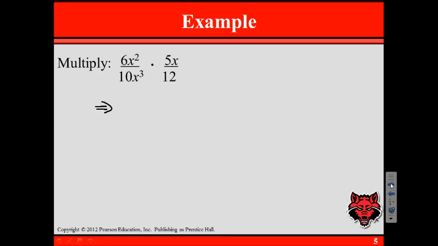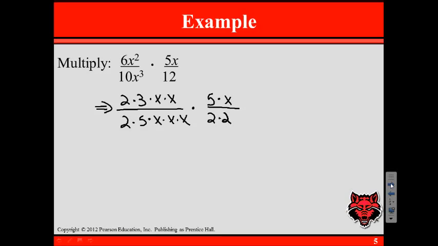The prime factorization of 6 is 2 times 3. x squared is x times x over. The prime factorization of 10 is 2 times 5. x cubed means we have 3 factors of x. Times the second fraction, 5 is prime, so we write 5 times x over 12 becomes 2 times 2 times 3. And when we're multiplying, we can just connect our fractions, put a multiplication symbol between each numerator and each denominator, and then cancel any like factors from the numerator and denominator.